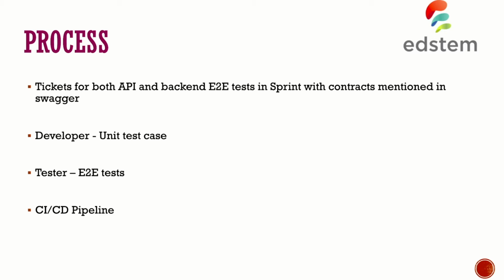Process: in the sprint we have API tickets as well as end-to-end test tickets at the same time, to ensure that both the developer and tester are in the same phase. The API contract will be mentioned in a Swagger file for each API ticket. The developer should also create unit test cases for each ticket at the same time. The tester should create end-to-end test cases for the same API tickets. The pipeline should be triggered each time a ticket is merged to master, and it needs to pass for the successful deployment.